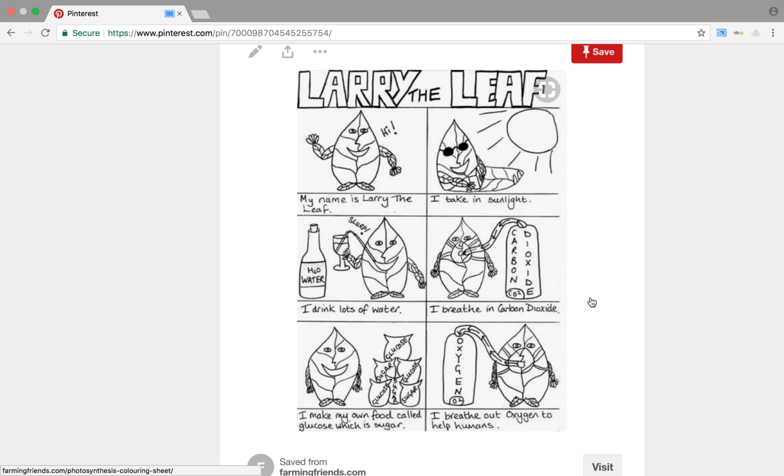Larry the leaf. Yeah, okay, let's see the line. Larry the leaf, right? My name is Larry the leaf. I drink lots of water. I make my own food called glucose with sugar.